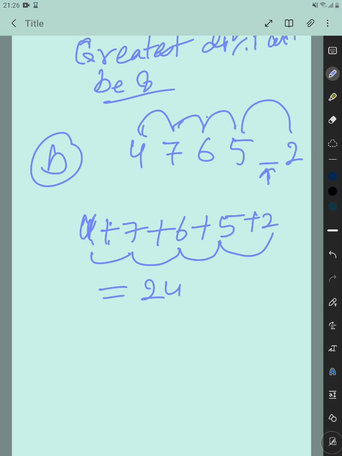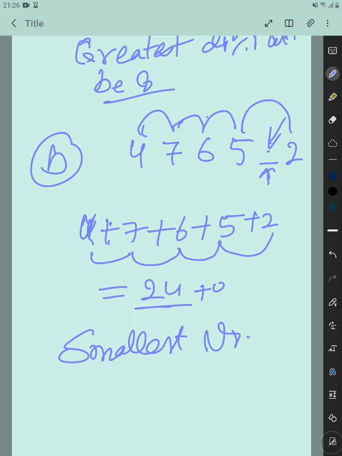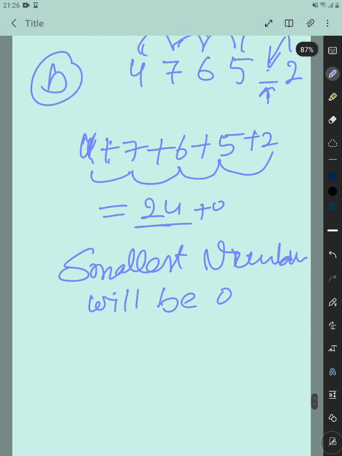We can see that 24 is already divisible by 3. So what digit should be here so that it remains divisible by 3? If we add 0, the sum remains 24, so at this place the smallest digit will be 0.